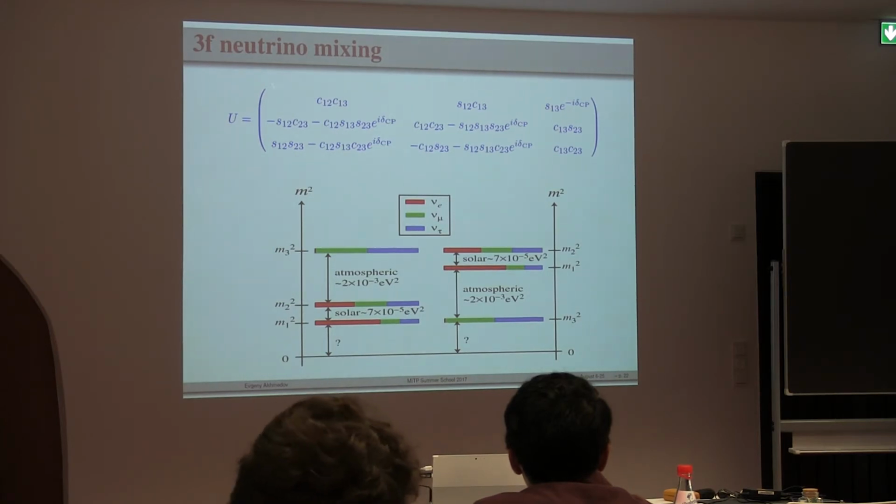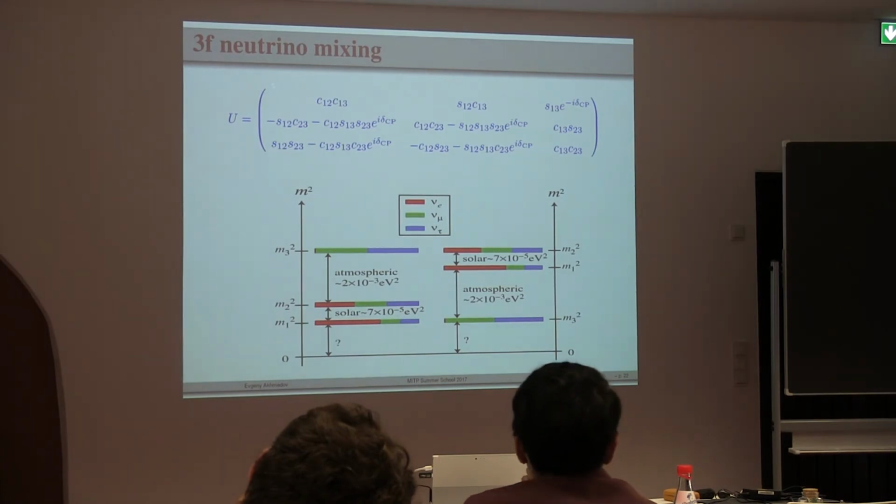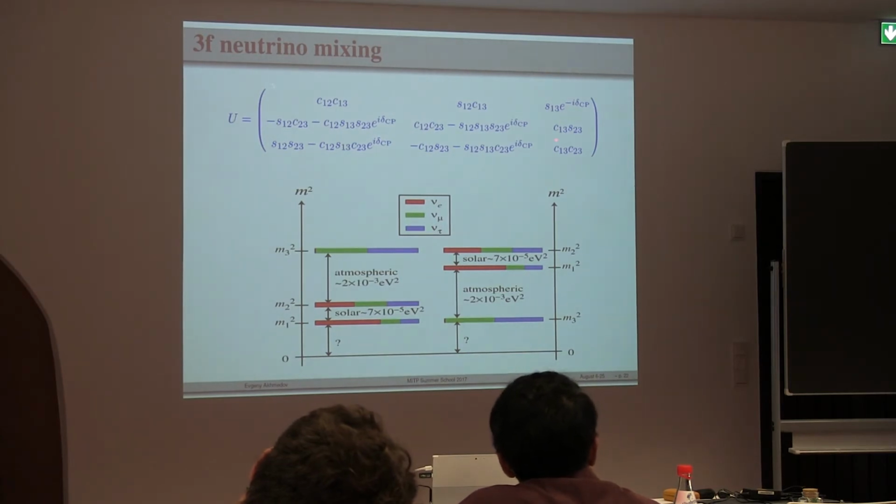And the weights of nu e, nu mu, and nu tau are given by the square moduli of the corresponding elements of the mixing matrix. For example, for the third mass eigenstate, the admixture of electron neutrino is given by sine square of theta 1-3. For muon and tau, it's cosine square theta 1-3. In the first case, it's multiplied by sine square theta 2-3. In the second, by cosine square theta 2-3.